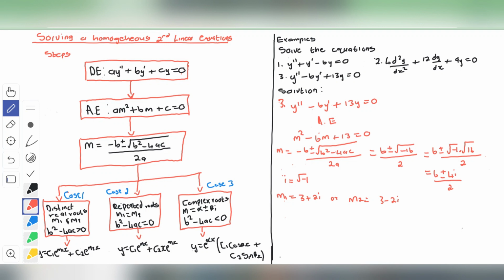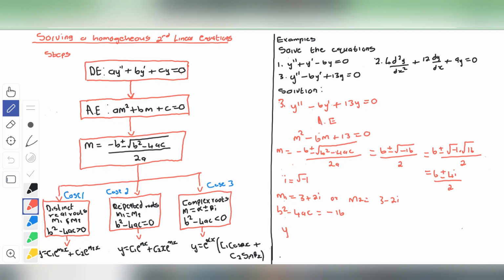So therefore, after we found our m1 and m2, we can see that these values are the complex roots. Even if you're not sure about it, we said we can use b squared minus 4ac. Here we found that the answer is negative 60. And we said that whenever b squared minus 4ac is less than 0, we're going to use case 3. So also here we're going to use case 3, because we have complex roots.